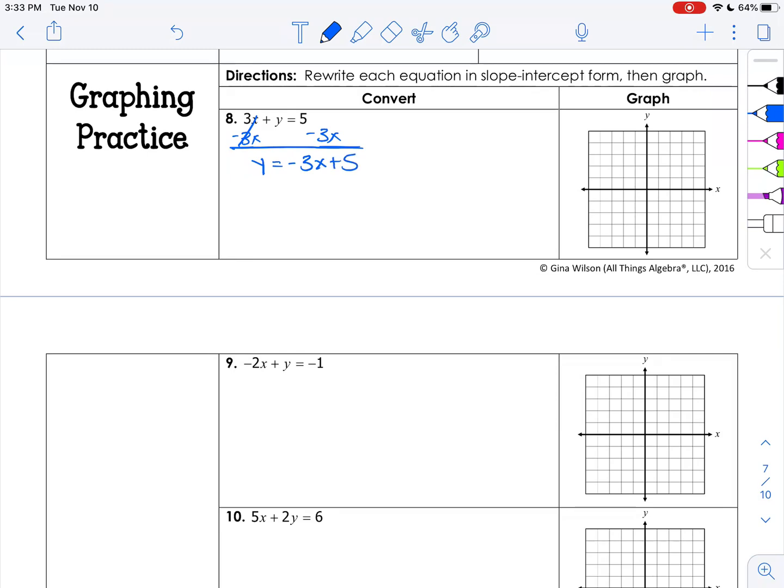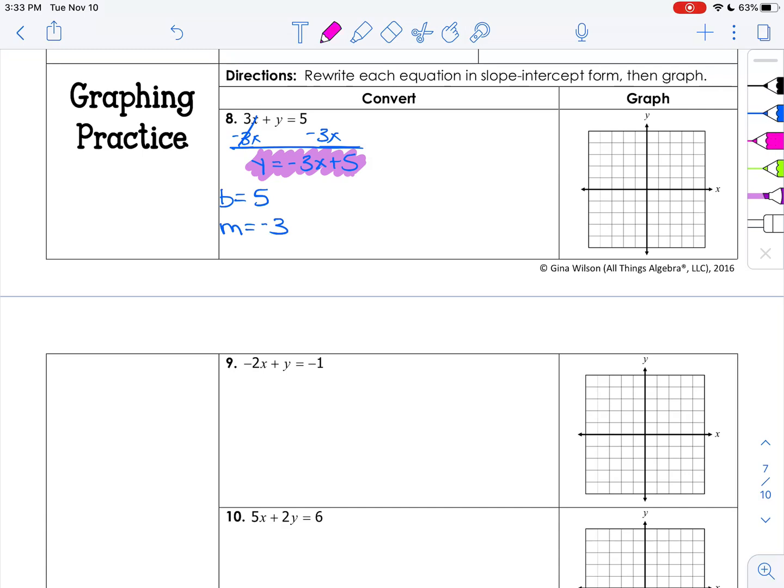Now that it is in slope-intercept form, I can use this form to graph it. And remember, to graph it, we start by graphing our y-intercept, our b, which in this example is a positive 5, and then our slope, m, which in this example is negative 3, just like we did in our previous lesson.